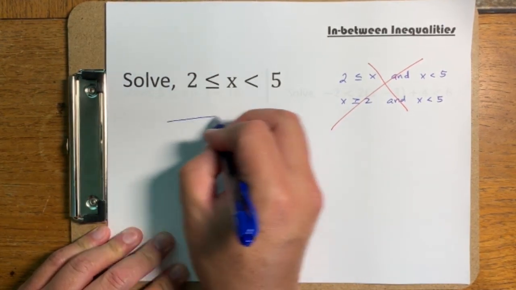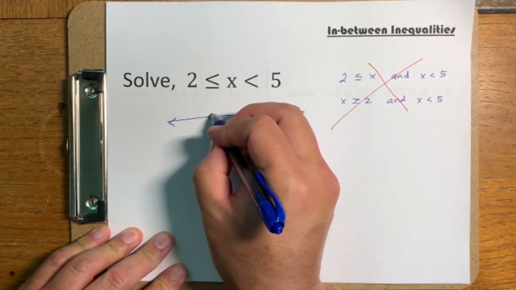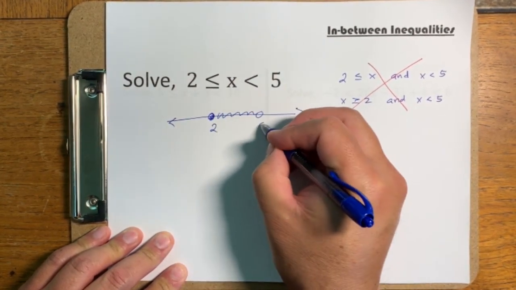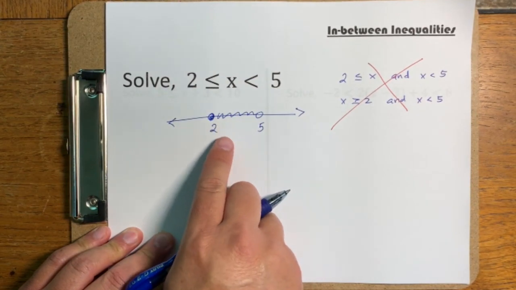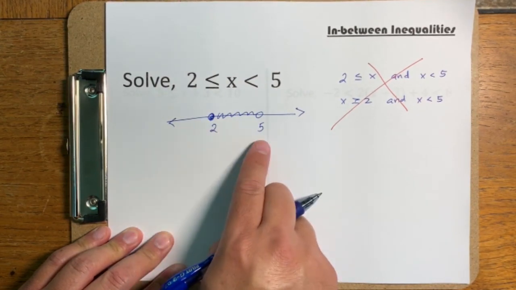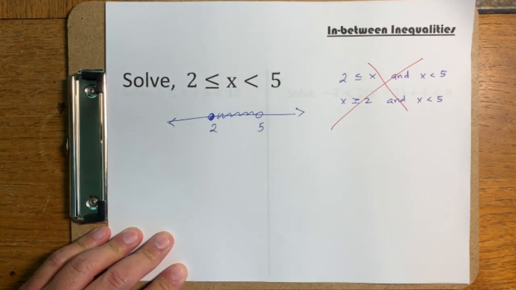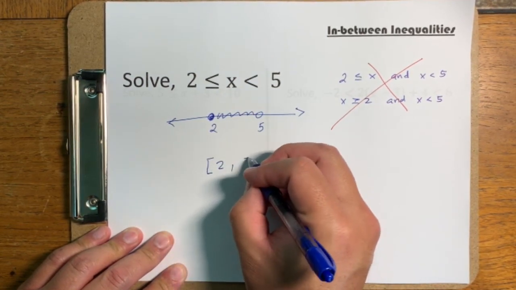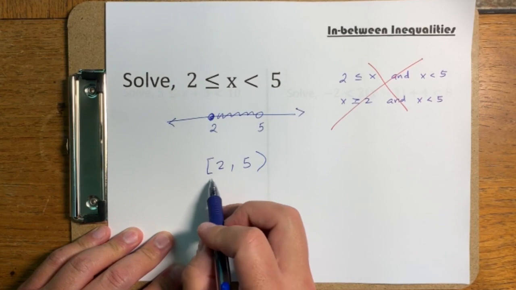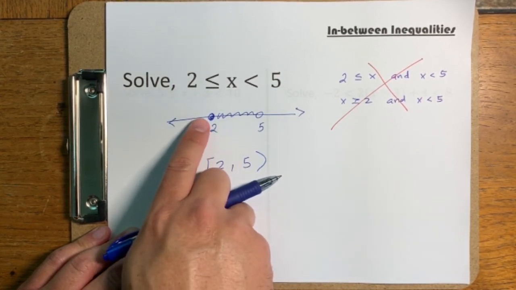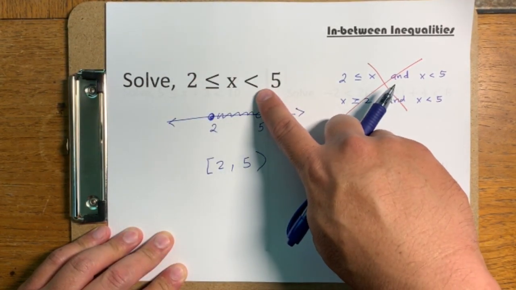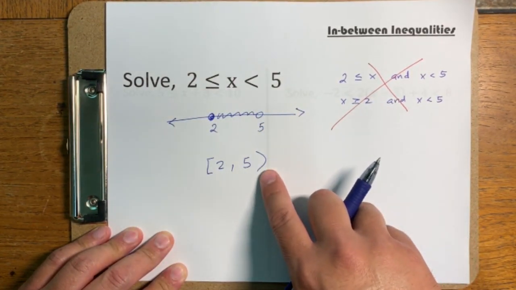Now, if we were to graph this, it would look something like this, where if your age is anywhere between 2 and less than 5, you can come to my 4-year-old daughter's birthday party. And if we were to write this in interval notation, we would write it like this, where the bracket coincides with the closed dot and the equal. And since this is open, we have an open circle and a parentheses.